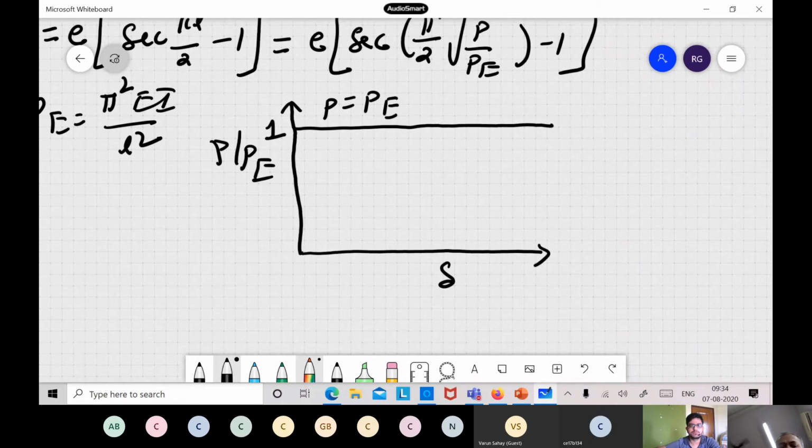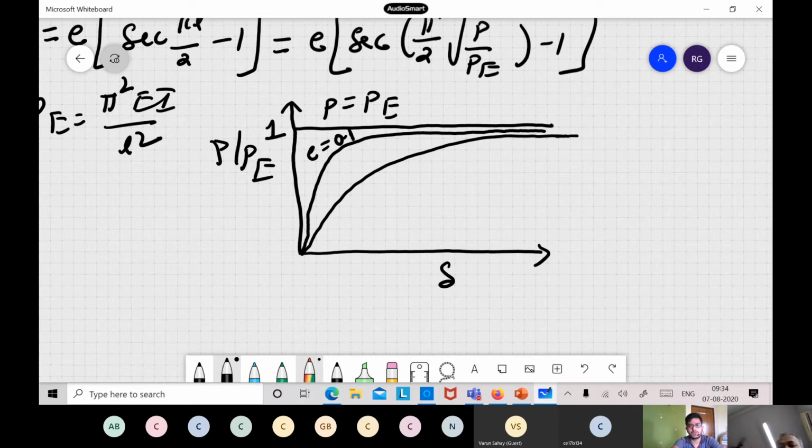Now, as you keep on increasing the load, the curve becomes something like this. And if the eccentricity is very high, suppose this is for 0.1 and the eccentricity increases, then what happens is it goes something like this, and very, very fast it approaches. So this is, let us say, an eccentricity of 0.3.